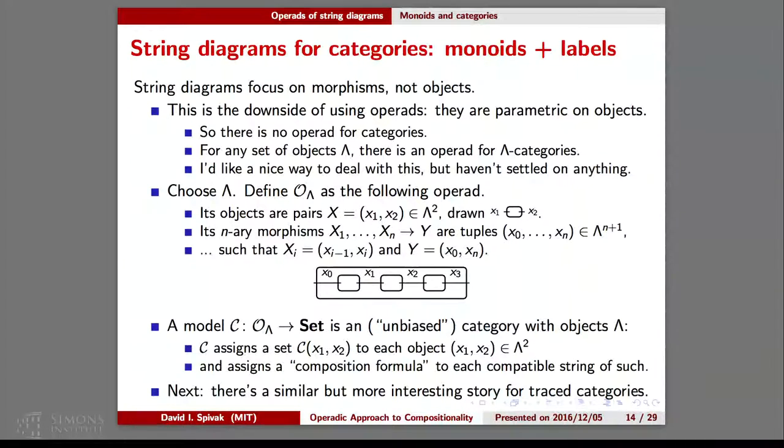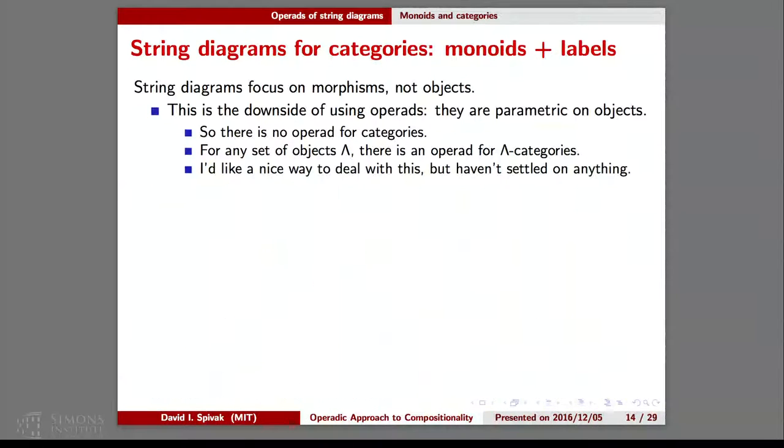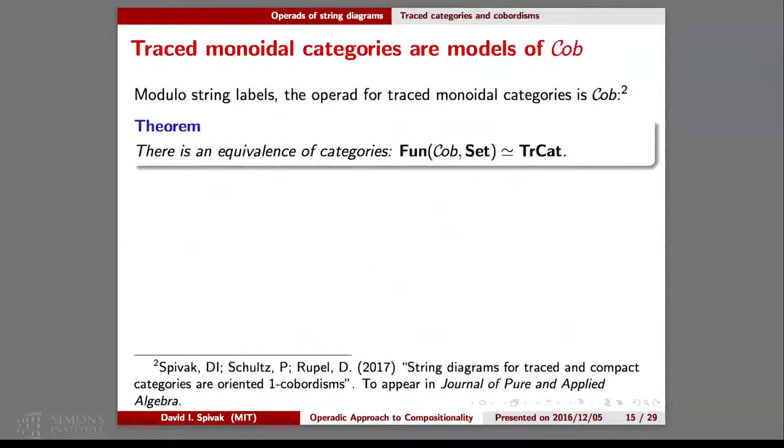So there's a more interesting connection that comes about for traced monoidal categories, which have to do with kind of like TQFTs, although I'm only saying that because I've met someone who thinks about TQFTs. In other words, functors from Cob, the category of oriented cobordisms, to Set. So forgetting about string labels because they just complicate things, they add one extra bit of notation.